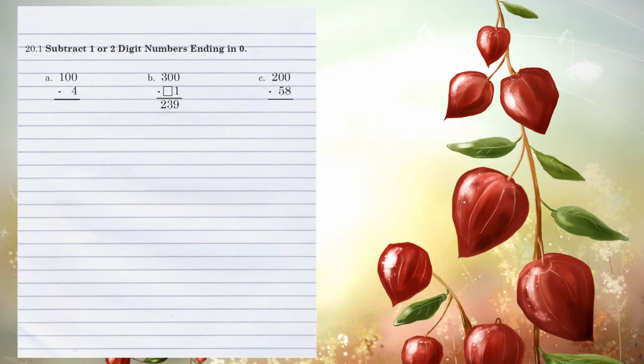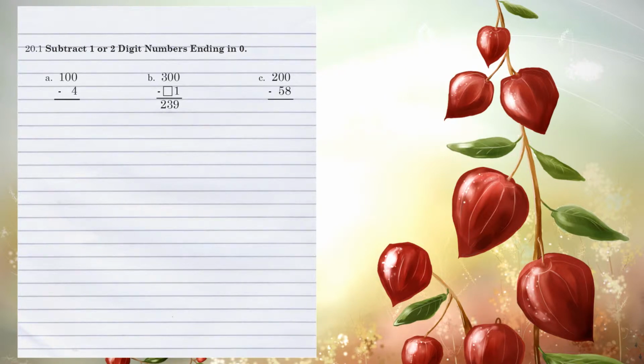If we look at our ones column, we have 0 minus 4. That's not possible. So we're going to have to go over to our tens column to borrow. Well, the problem is we have nothing to borrow in our tens column. So that means we have to go even further over to our hundreds column, and we're going to borrow from the 1 and make it a 0. That in turn makes this number a 10.